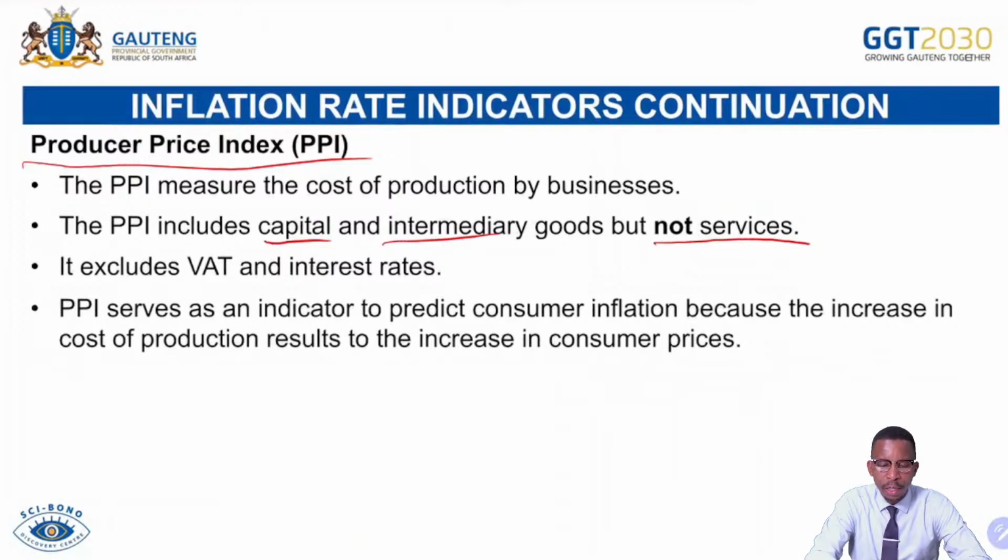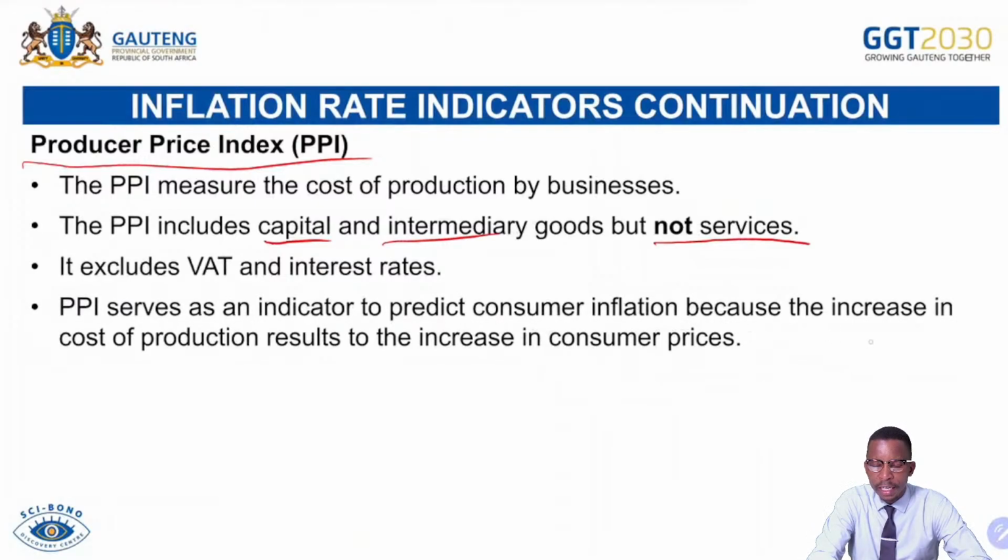PPI serves as an indicator to predict consumer inflation because an increase in the cost of production results in an increase in consumer prices. We know that if the production cost is increasing, consumers will find themselves more vulnerable in future because consumer goods will also be expensive. So in this situation, PPI is one of the important indicators for inflation, because it predicts if there will be a change in the consumer price index in the near future.